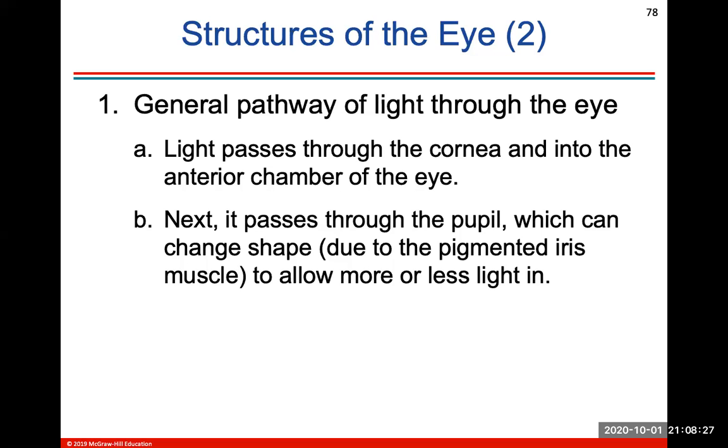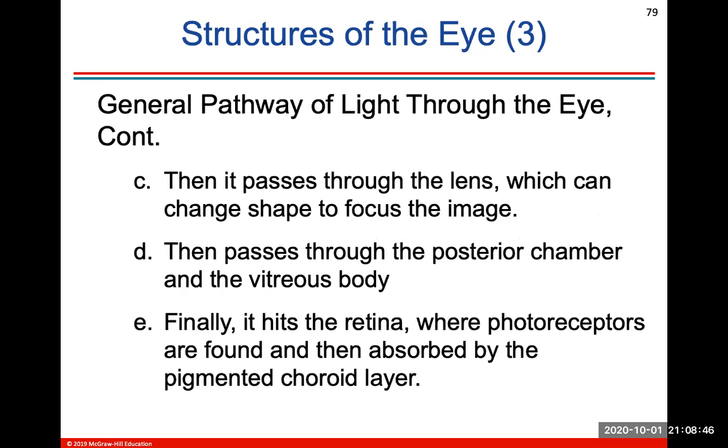Light will pass through the cornea and into the interior chamber of the eye where it passes through the pupil, which can change shape. And the pupil changes shape due to the iris muscle to allow more or less light in. A dilated pupil will allow more light in, and a constricted pupil will allow less light in.